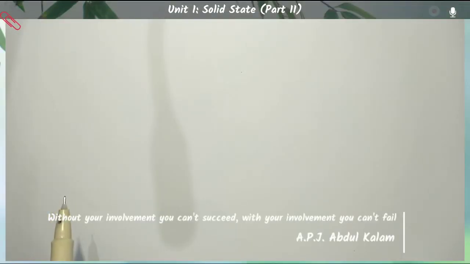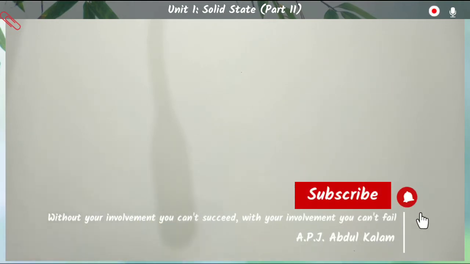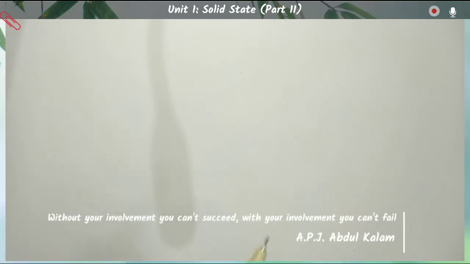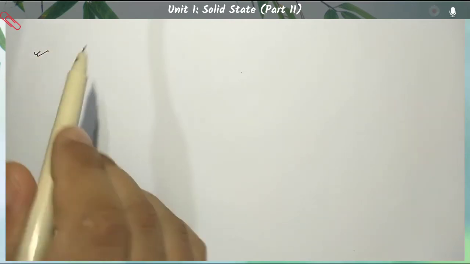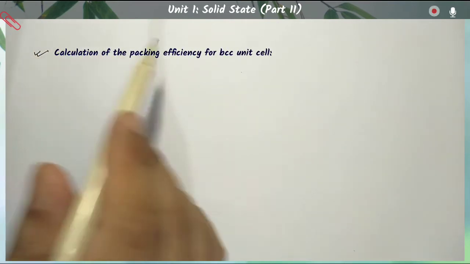In this class we will continue the calculation of packing efficiency for different cubic unit cells. We have already discussed the FCC. So in this class we are going to discuss mainly the body centered cubic structure and the primitive cubic unit cell, just a simple or primitive unit cell. Let us discuss one by one. First we are going to discuss the BCC, that means the body centered cubic structure.